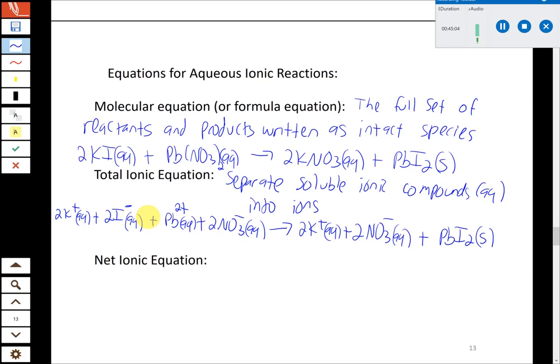Now this is kind of long and unwieldy, but then what that leads us to is what's called the net ionic equation, where we're going to remove what are called spectator ions, okay? So the spectator ions are the ions that appear on both sides of the arrow, and we're going to get rid of those to write what's called a net ionic equation, which only deals with the ions that are sort of changing their form during the course of the reaction.